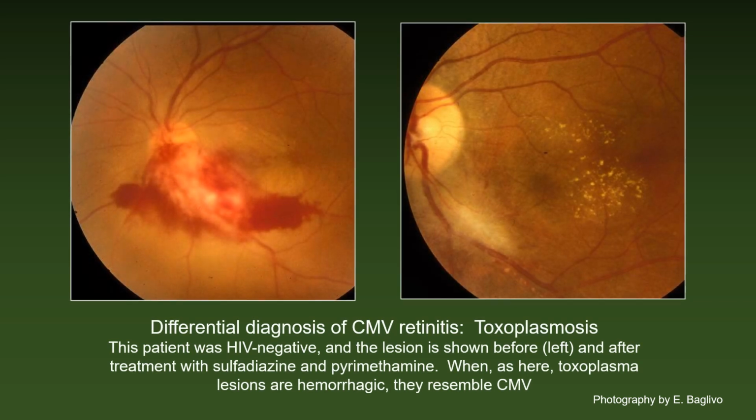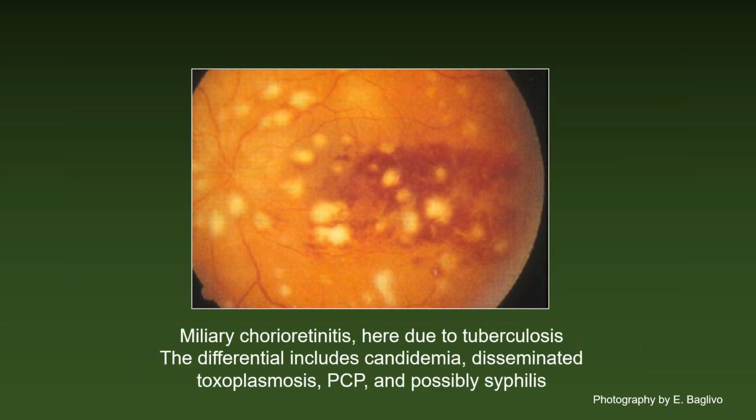Toxoplasmosis in advanced HIV infection is mostly about brain abscesses, but it can also involve the retina. These lesions are usually unique, but their aspect can be indistinguishable from CMV retinitis. Here is an example in an HIV negative patient before and after treatment. Miliary chorioretinitis, here due to tuberculosis, can also be due to candidemia, disseminated toxoplasmosis, PCP, and possibly syphilis.